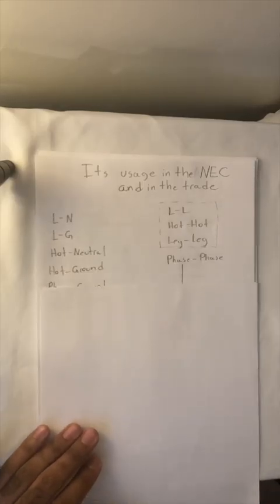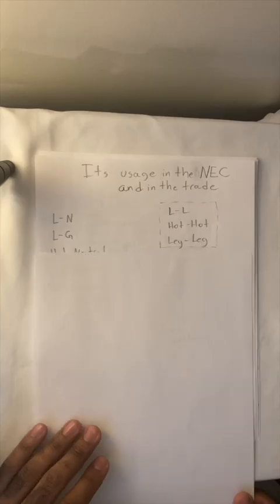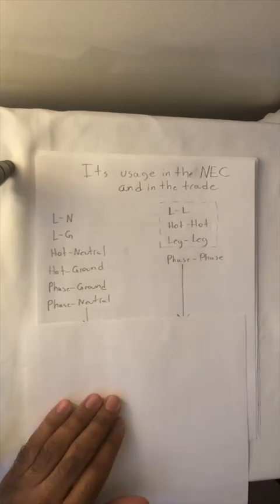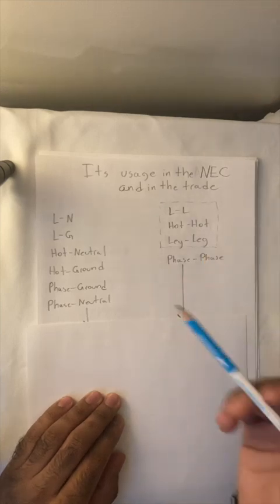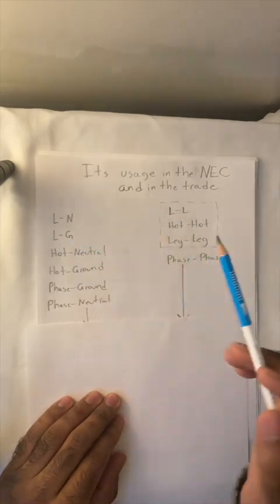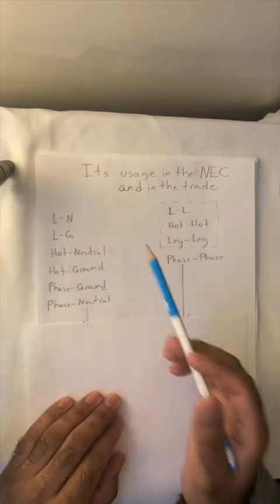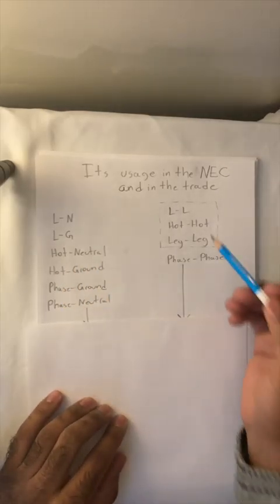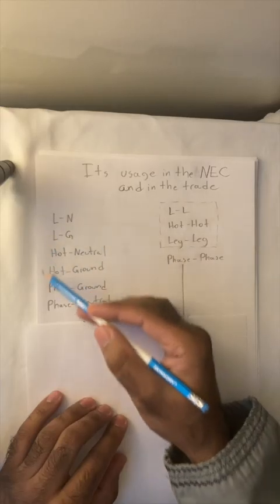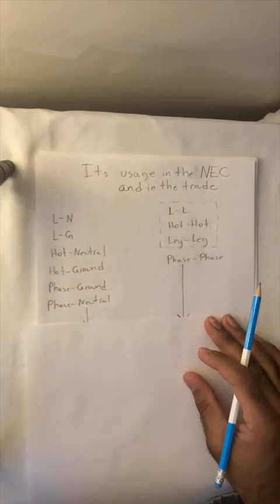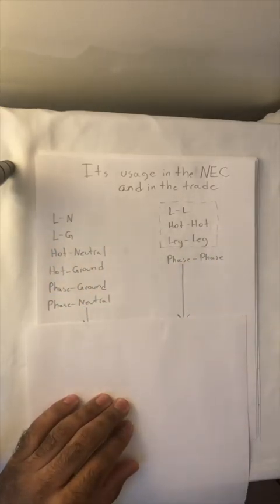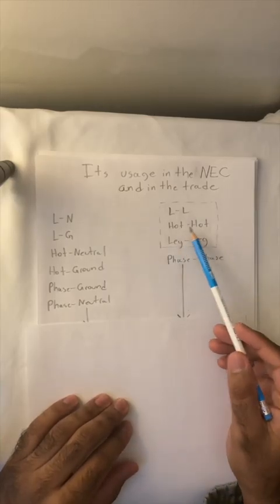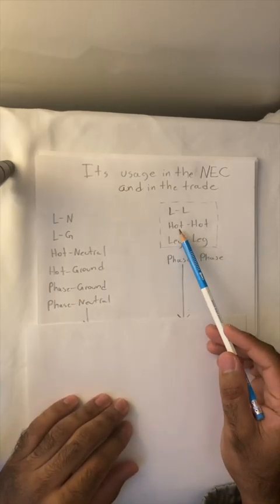So some of the terminologies that we use to describe voltage are, for instance, line to neutral, or line to line, or line to ground, or hot to neutral, or hot to ground, phase to ground, phase to neutral. All of these are basically ways that we express voltage, and we are describing the voltage that we are reading.